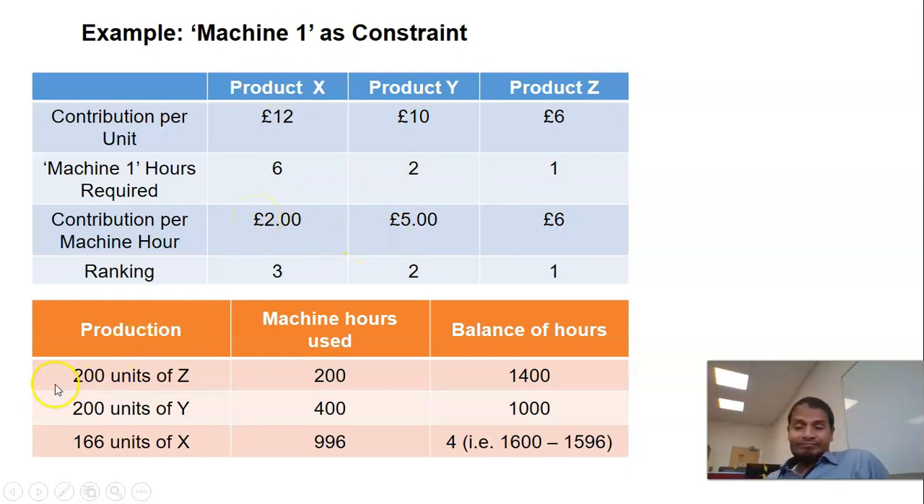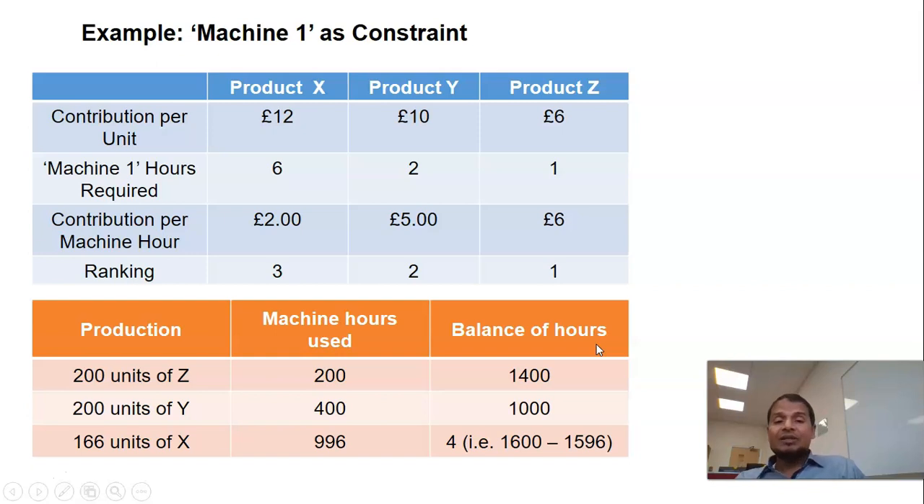Again, as we did for machine 2, we will produce 200 units of Z. If you produce Z, how many hours do we need in machine 1? 1 hour. So 1 hour times 200, 200 hours we need to produce 200 units of Z. So how many hours remain? Its capacity is 1600 minus 200, so 1400 remaining.